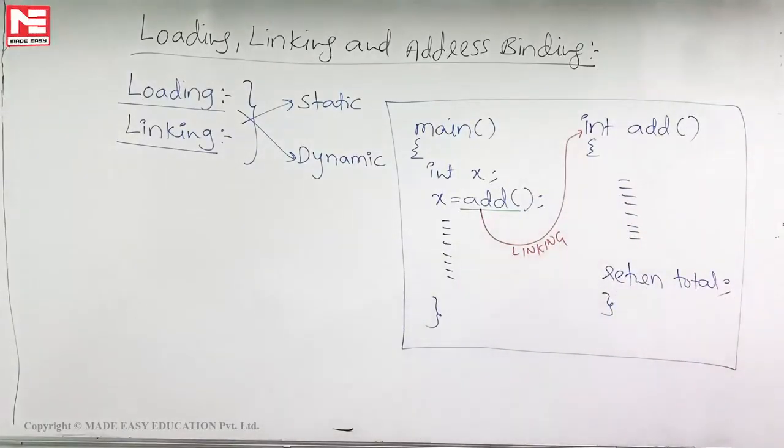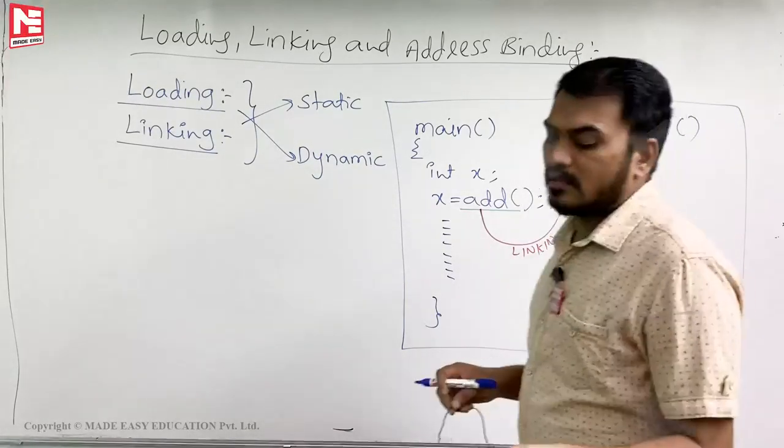Loading and linking is further categorized into two types: one is static and the next is dynamic. So what is the meaning of static and dynamic? Let us try to understand first.